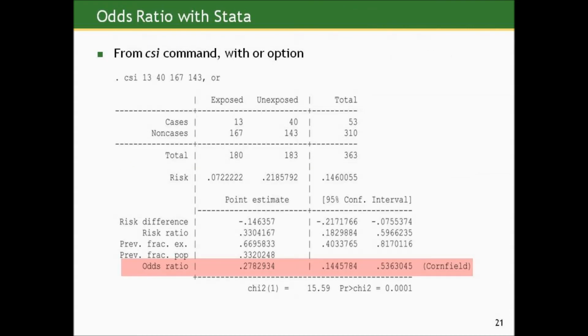How do we get this? The computer does this for us? It's doing everything else for us, right? Well, from the CSI command, we can add the option OR, and it will add a line about the odds ratio. And you can see it here. The odds ratio estimate is 0.28, and it gives a confidence interval of 0.14 to 0.54 by something called the Cornfield method. There are a couple of different approaches to estimating a confidence interval. One famous one is by a statistician named Cornfield, and that's the method that's been used here.